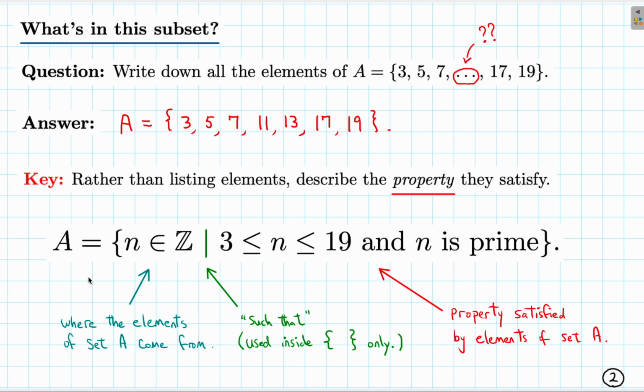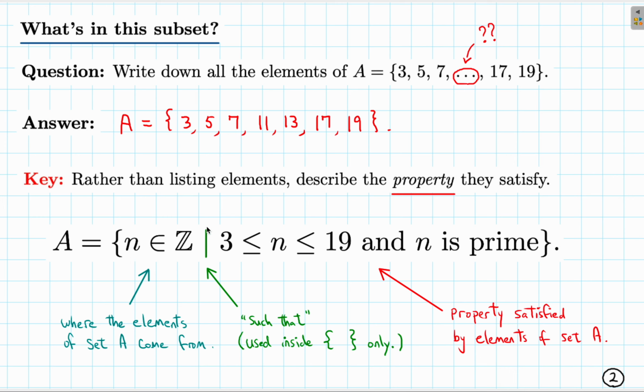So here it is, and it has multiple parts, so let me go through it one by one. First we have A, that's going to be the name of our set, or in this case a subset of the integers, equals. Now this first part, n is an element of Z, that tells us where the elements of our subset come from. In particular, the elements come from the integers, and that's why all of its elements are integers.